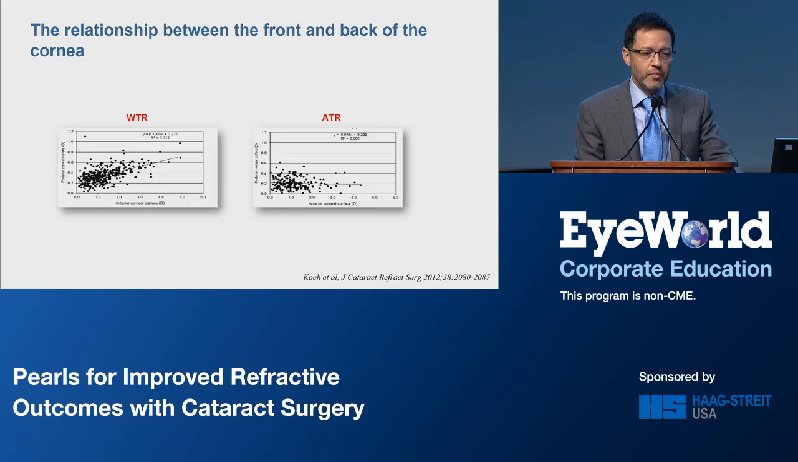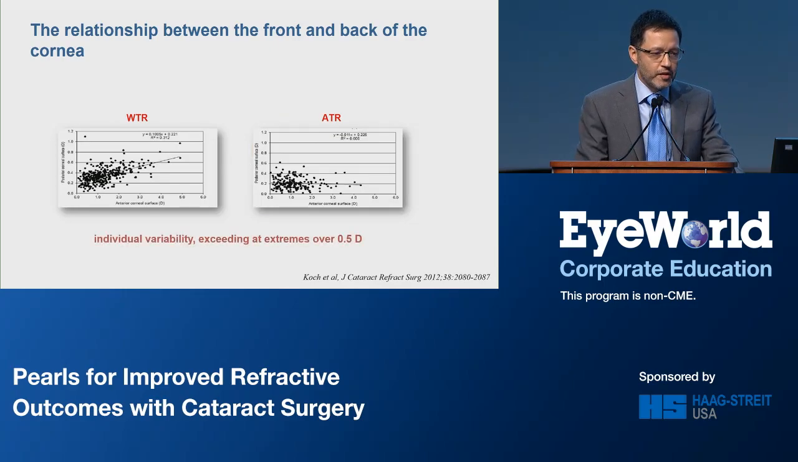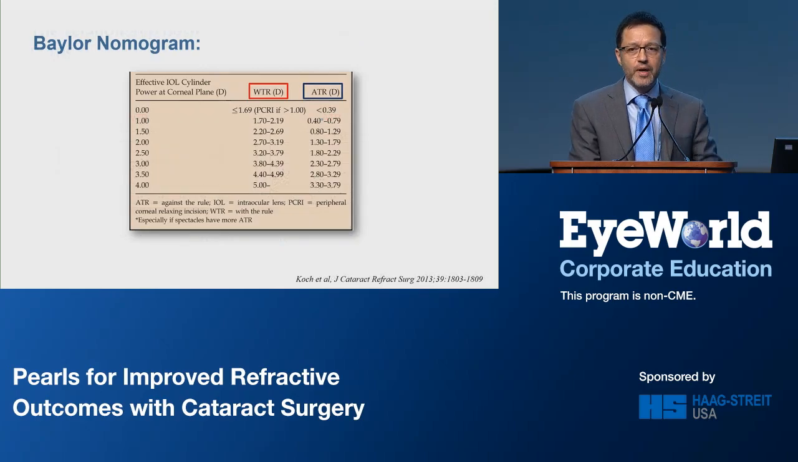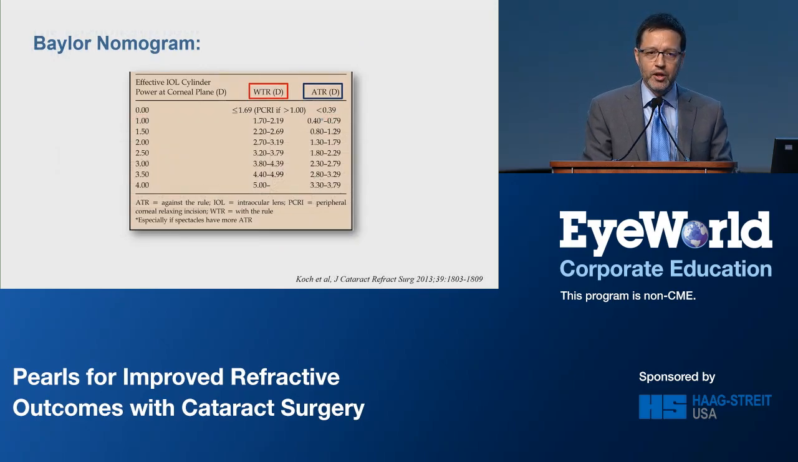Another finding in the study was that in with-the-rule eyes, more curvature in the front was correlated to more curvature in the back, whereas for against-the-rule eyes, there was no correlation between the magnitude of the front and the magnitude of the back surfaces of the cornea. He also found that there was much individual variability, exceeding at extremes over 0.5 diopters. So based on their findings, they developed the Baylor Nomogram in order to address the posterior corneal astigmatism effect.